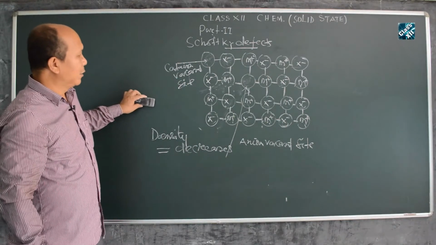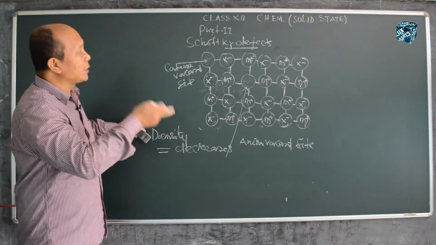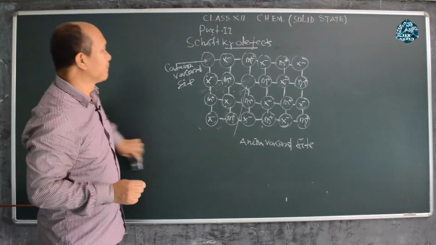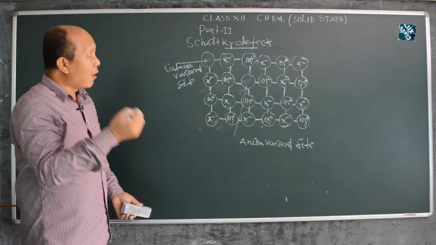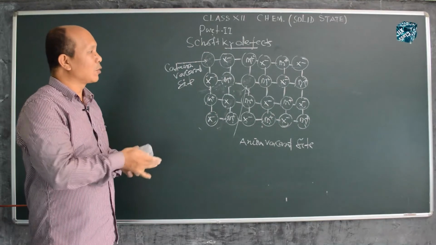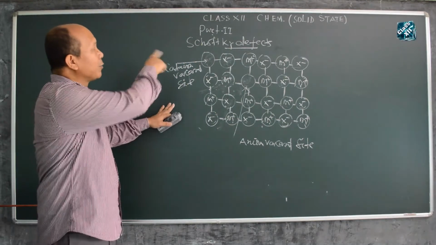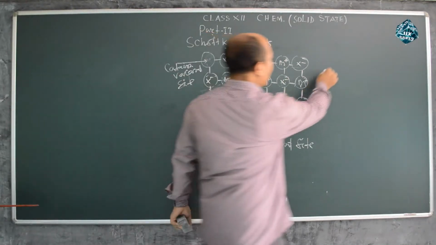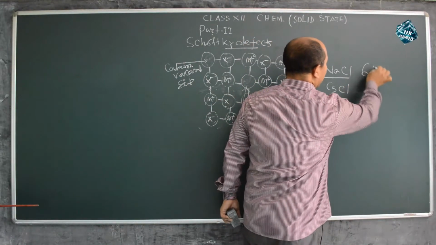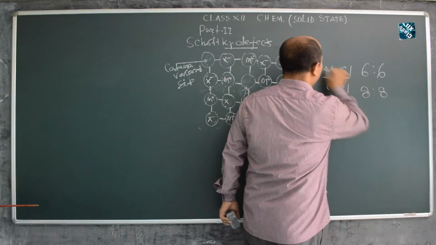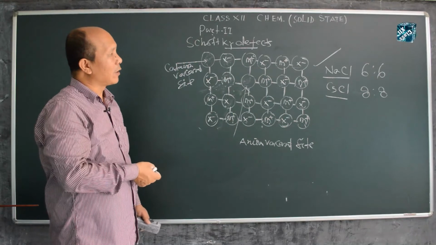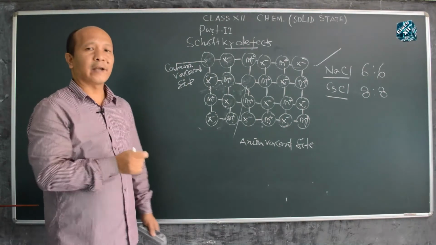Now, the favorable conditions for this defect to occur. The first such condition is that this type of defect is generally found in crystals having high coordination number. For example, a particular crystalline solid substance with high coordination number, such as sodium chloride and cesium chloride. Sodium chloride has coordination number 6:6, and cesium chloride has 8:8. So this defect is generally found in ionic crystals having high coordination number.